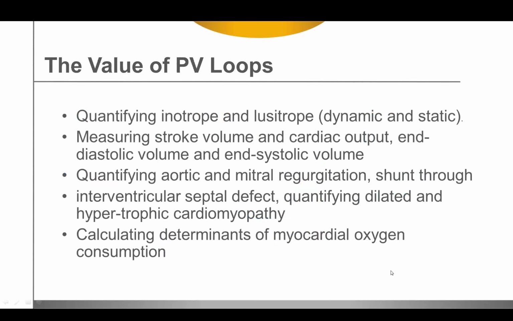Now, the value of PV loops, and then we'll expand on that data. Quantifying inotropy and lusitropy, both dynamically and statically, measuring stroke volume and cardiac output, including the end diastolic volume and end systolic volumes, quantifying aortic and mitral regurgitation and shunts through an interventricular septal defect. This, I say as a clinical cardiologist, I would like to know, and we glean that from the curve, not shown here. And we can calculate determinants of myocardial oxygen consumption. Nothing comes close to providing the useful, important information generated by the pressure volume loop.